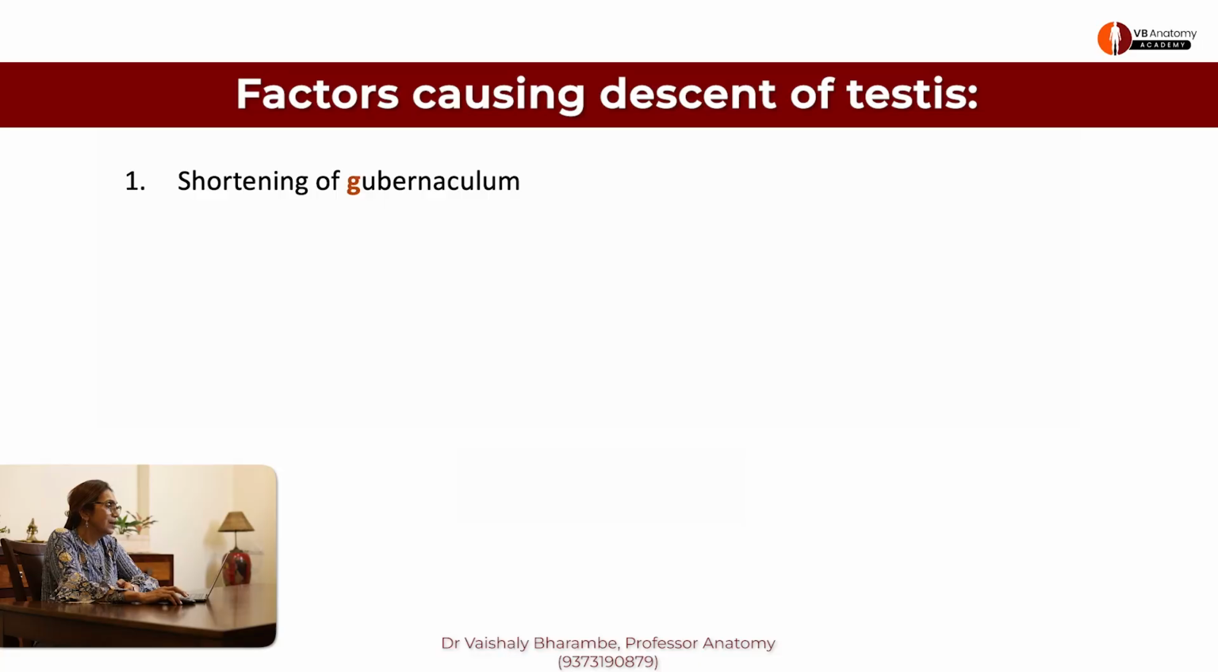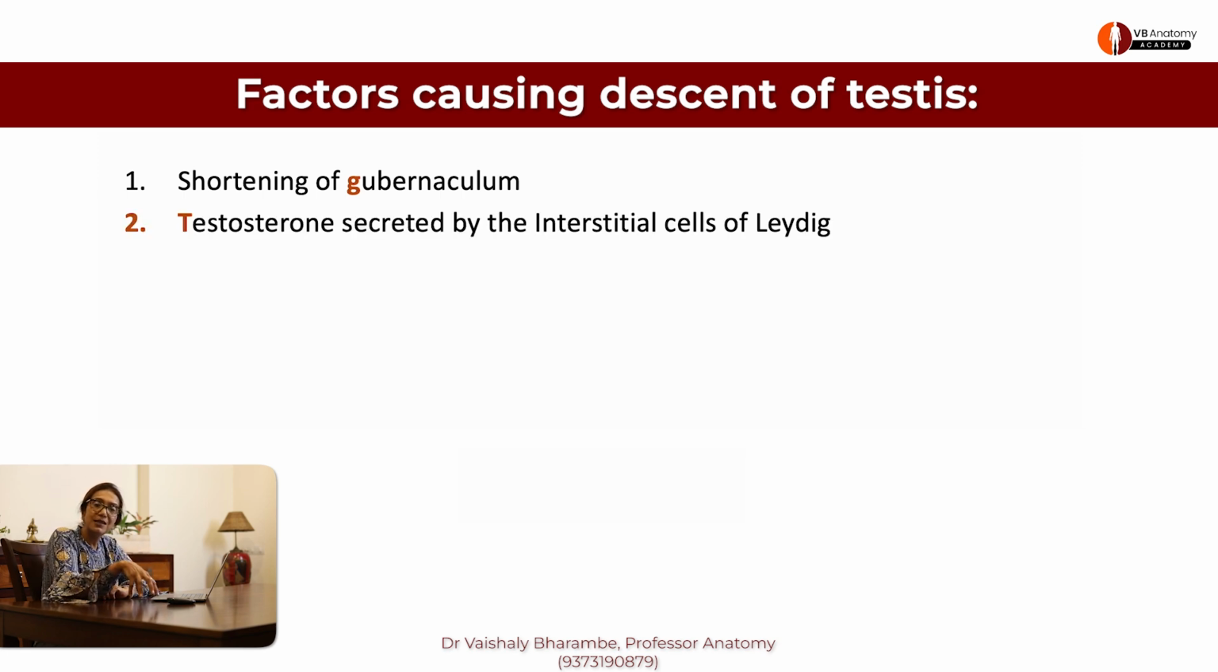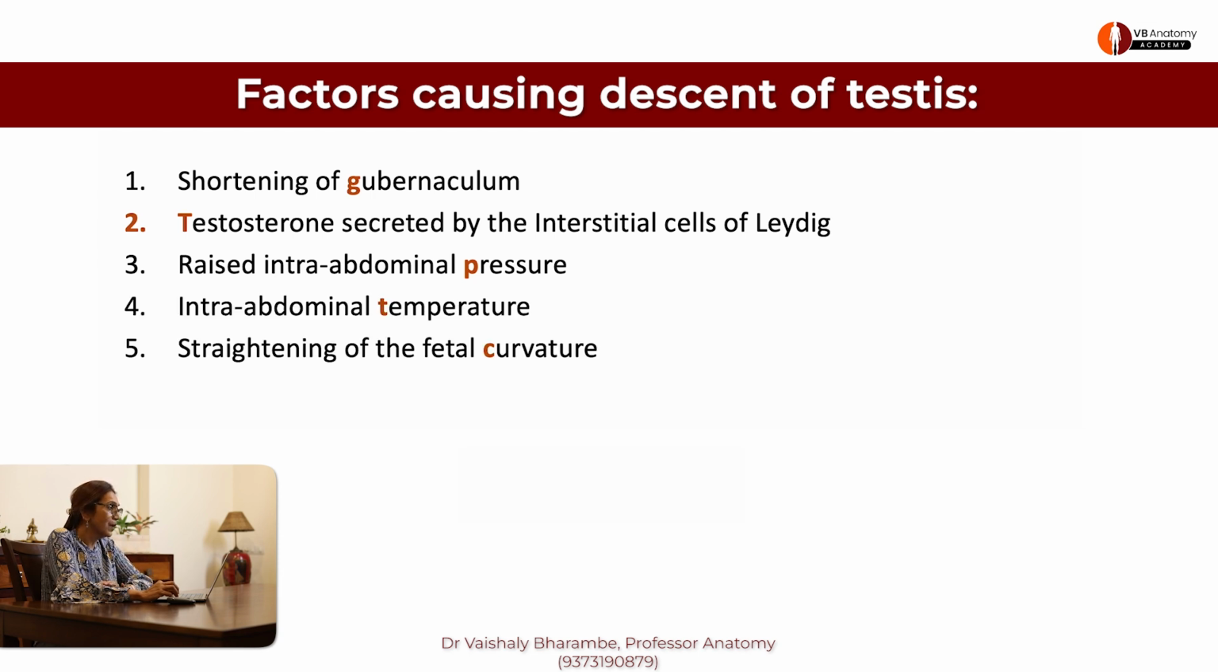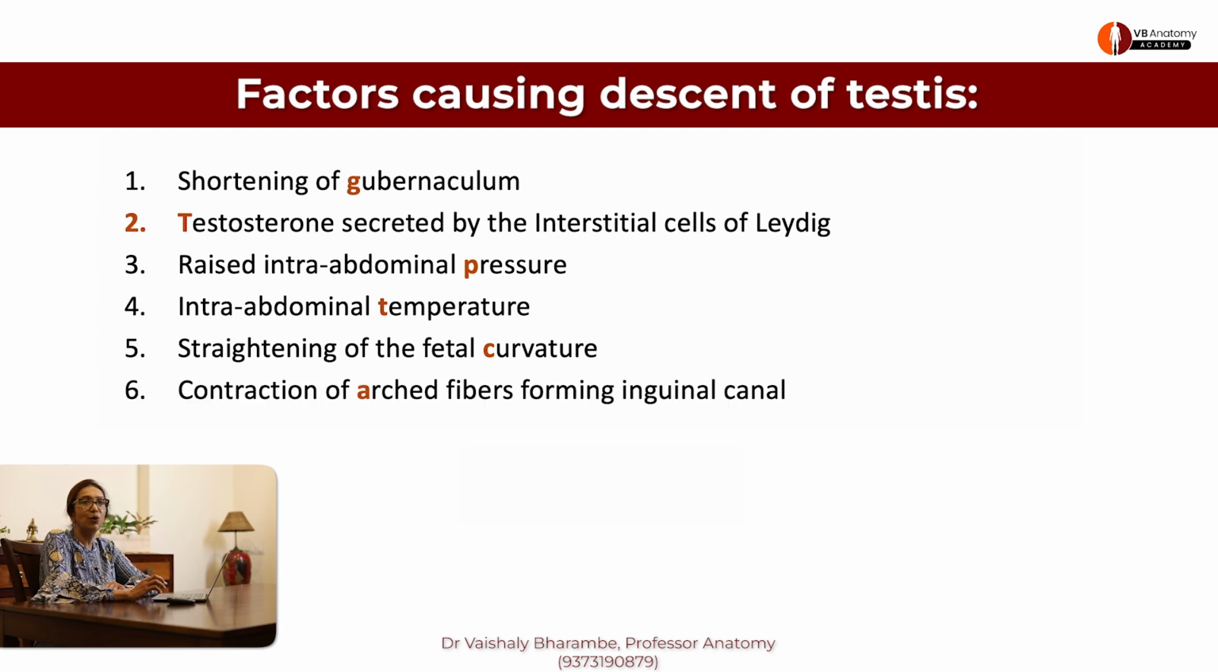Okay, fine. So now what are the factors that are causing it to descend? Why? Who is pushing it to descend down? The gubernaculum, which is shortening, pulling the testes down. The testosterone, the interstitial cells of Leydig begin to secrete testosterone, which acts as an androgenic drive, which pushes the testes to go down. The temperature in the abdomen is increasing, the pressure in the abdomen is increasing, that's pushing the testes down. Also, the fetal curvature slightly decreases, and as that happens, the testes are automatically pushed down along with the contraction of arched fibers of the inguinal canal. All this is pushing the testes down into the scrotum.